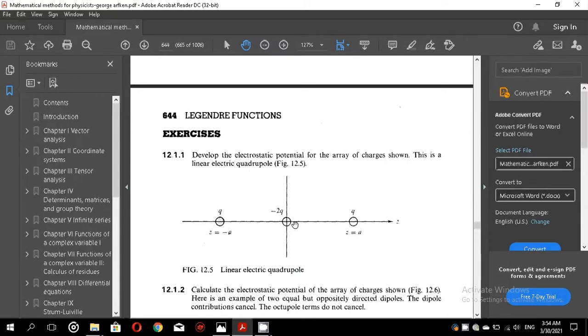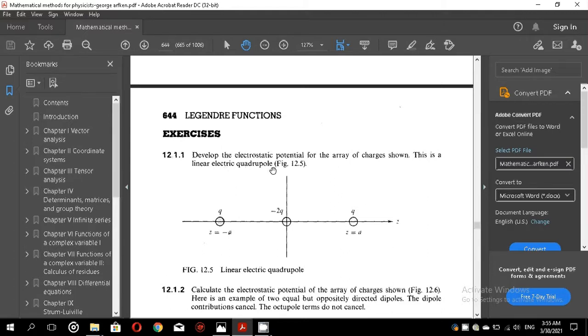Now, we have a minus 2q charge at the origin, plus q charge at z equal to a, plus q charge at z equal to minus a. So there are in fact 4 charges with this particular arrangement. This arrangement is called the linear electric quadrupole.